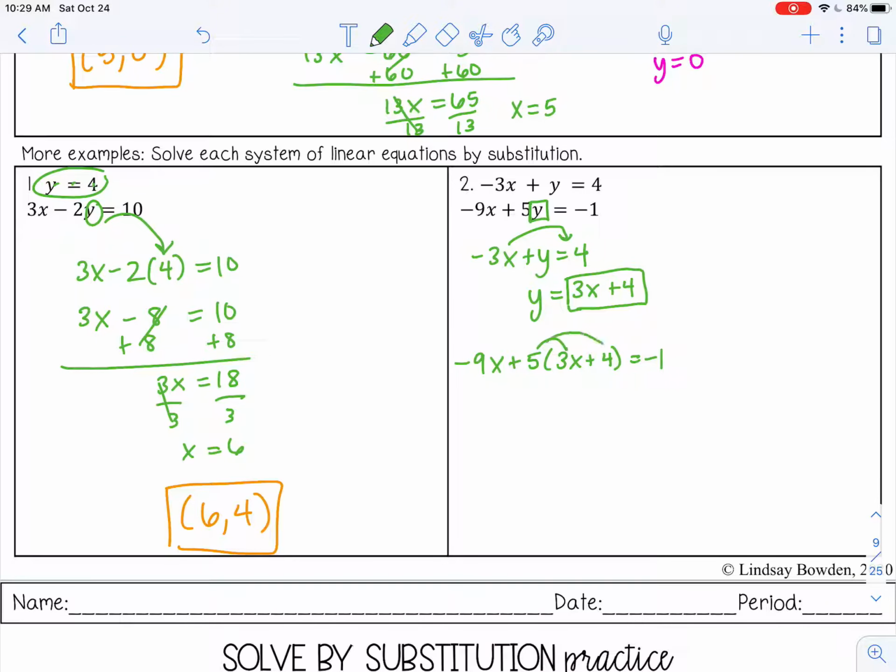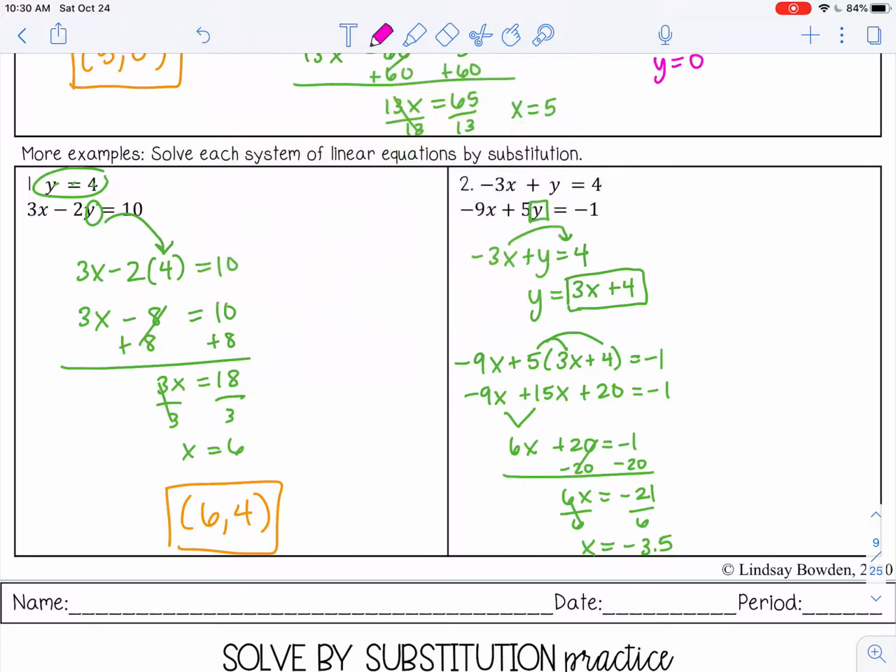So I'm going to distribute. Then I have like terms. Negative 9 plus 15 is 6x. Then I'll subtract 20 from both sides. And then divide by 6. So negative 21 divided by 6, that's negative 3.5.